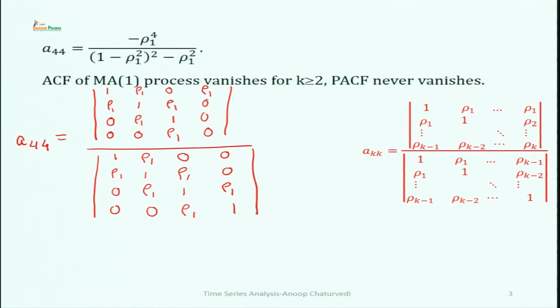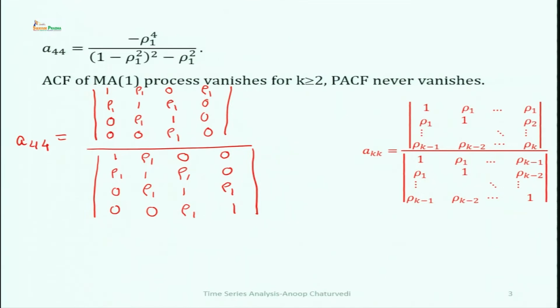Then you solve the numerator and the denominator, and finally you obtain A44 equal to minus rho 1 to the power 4 divided by 1 minus rho 1 square whole square minus rho 1 square. So, this is the expression for the fourth partial autocorrelation function.